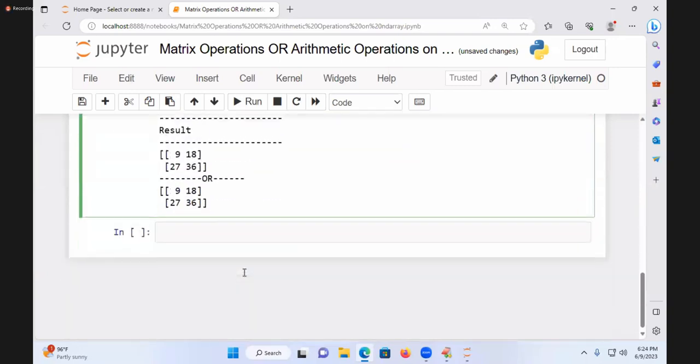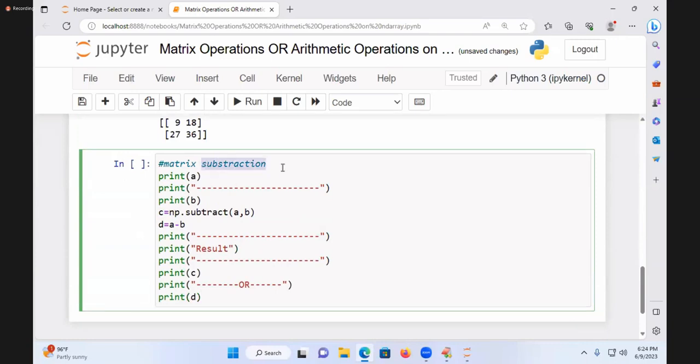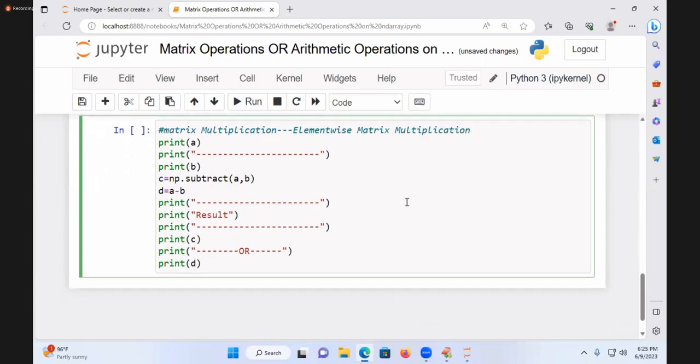Similarly, what will I go for next? Multiplication. Take care. I'll go for matrix multiplication. What is this matrix multiplication? This is the element-wise matrix multiplication. First I will explain element-wise matrix multiplication.